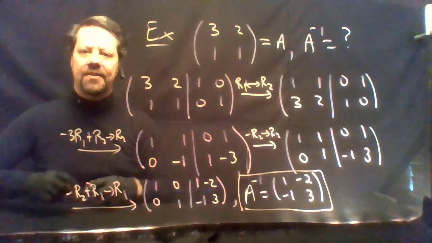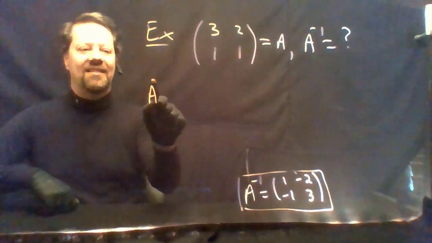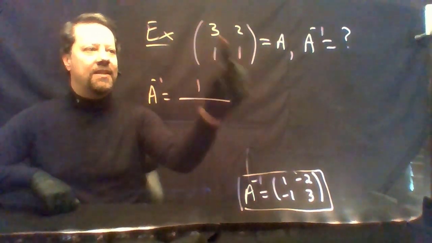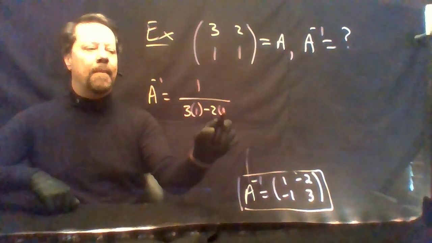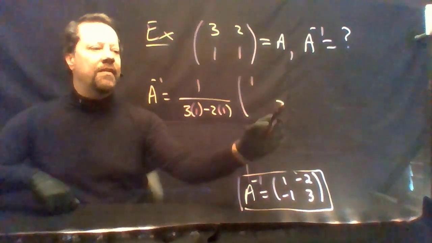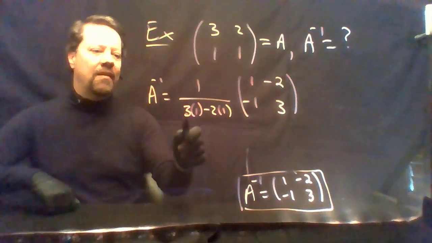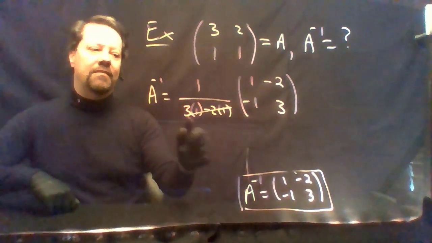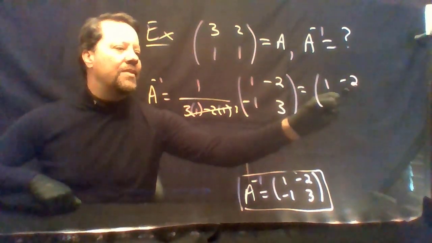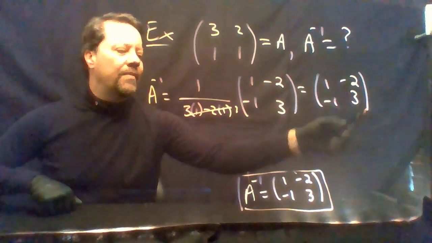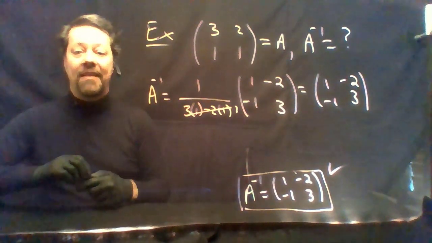Let's check this by the other method. The other method was take 1 over the determinant, reverse the diagonal elements, and negate the off diagonals. We get 3 minus 2 is 1. And so we just end up with 1, -2, -1, 3, which is the same. You can see then that this method does work.